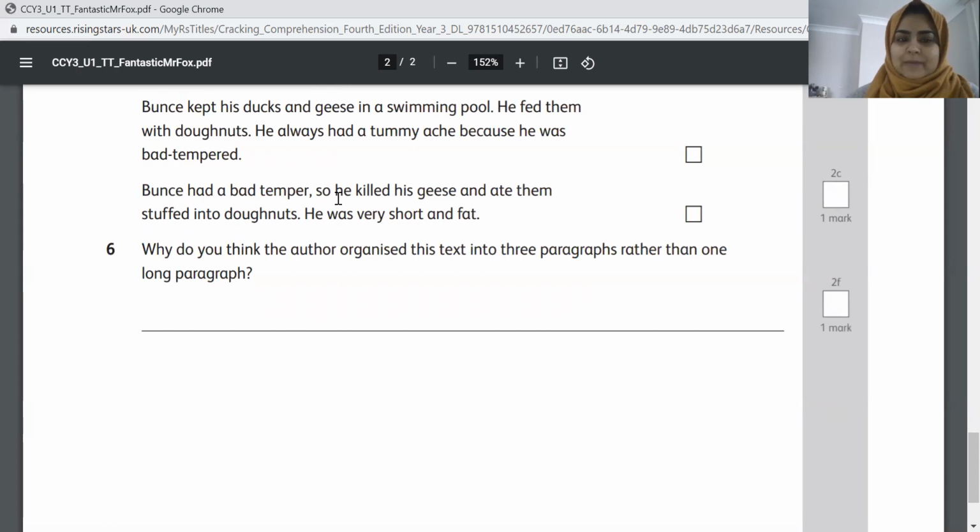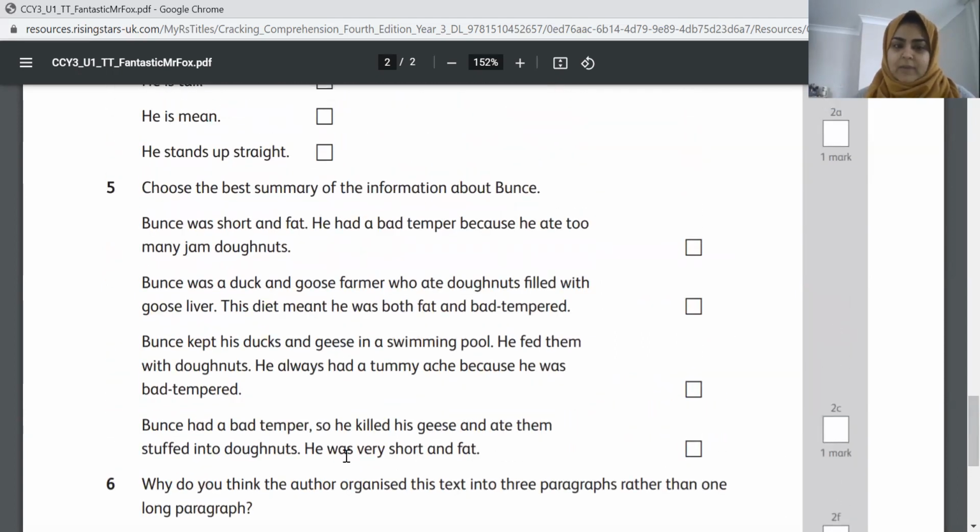The fourth statement says Bunce had a bad temper, so he killed his geese and ate them stuffed into donuts. He was very short and fat. We know that's not correct because nowhere in that paragraph did it say anything about Bunce killing his geese. So we know the first one is incorrect. We know the second one could be correct. We know the third and fourth one are incorrect, which means statement number 2, which says Bunce was a duck and goose farmer who ate donuts filled with goose liver. This diet meant he was both fat and bad-tempered, is the correct one. So if you chose that, then you get a mark.